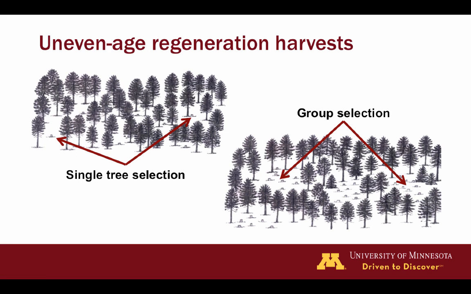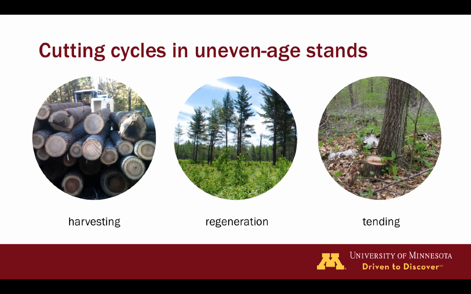Now let's think about the three parts of our silvicultural system compared to even age stands. In even age stands, we saw each part, the regeneration, the tending, and that regeneration harvest happen in three pretty distinct time periods. That's a little different in our uneven age stands. So the harvesting, regeneration, and tending happen all at once. It's happening every time we enter the stand. Every entry, every cutting cycle, we're harvesting those mature trees, we're regenerating a new cohort, and we're tending what's remaining.